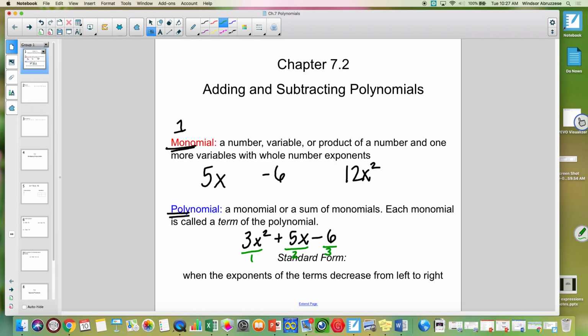The standard form of a polynomial is when the exponents of the terms decrease from left to right. So if you notice in this particular example, my exponent goes 2, and then 1, and then this would be x to the 0. We write the exponents in descending order. So an example would be if I had 5x to the 4th plus 3x squared minus 2x plus 5. This is in standard form because the exponents decrease from left to right.